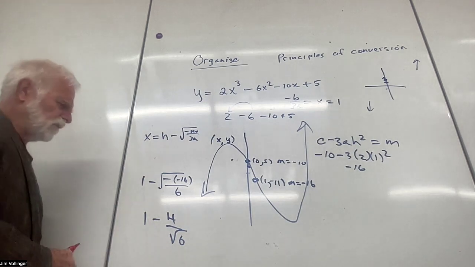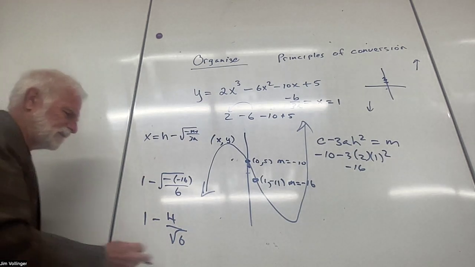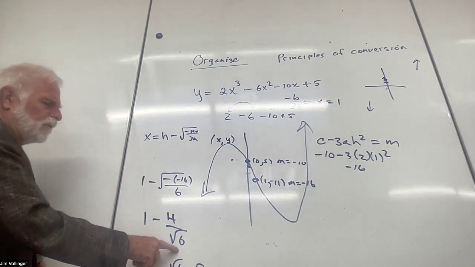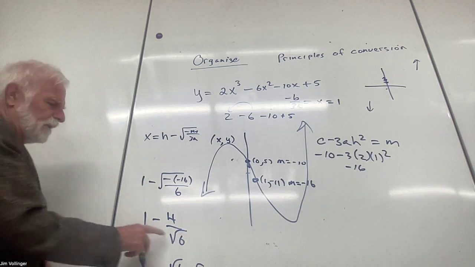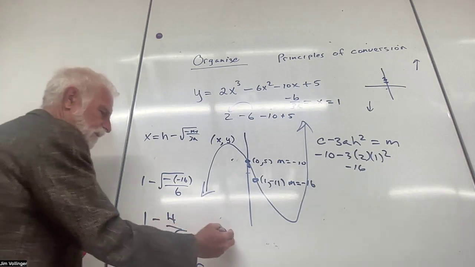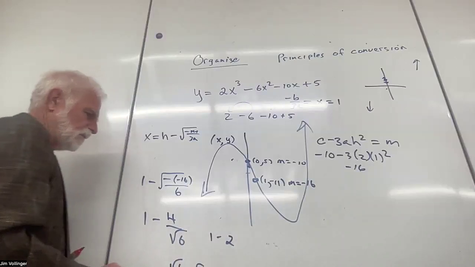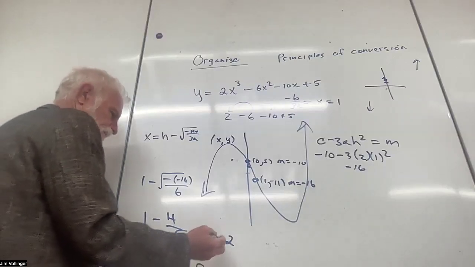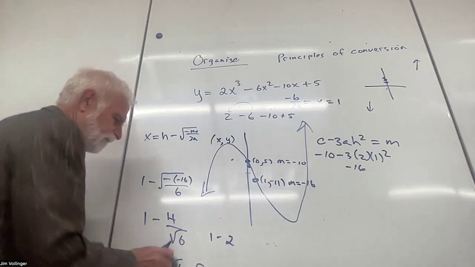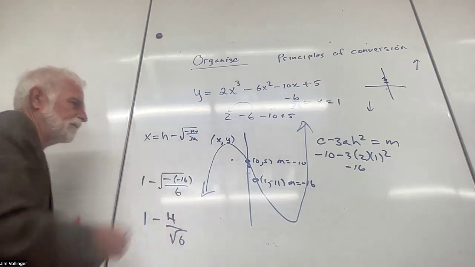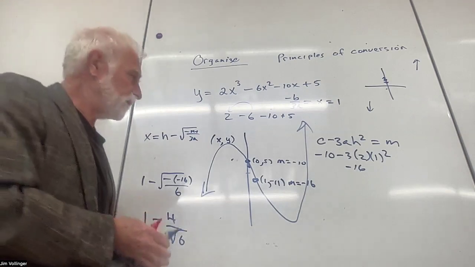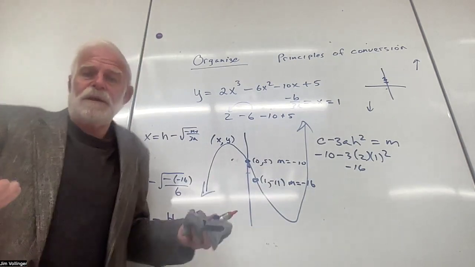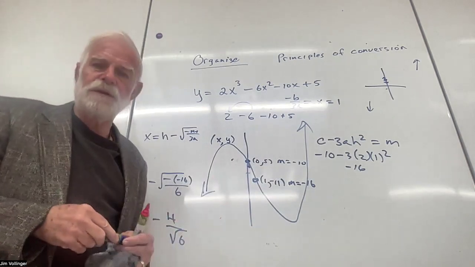And what is 4 over root 6? I don't know. Root 6 is between root 4 and root 9, right? So it's between 2 and 3 units. So if it's 2 units, then it's 1 minus 2. And if it's 3 units, it's 1 minus 4. Whatever, you can get an approximation. It's too early in the morning here for me to do that. But it will allow us to see that cubic without a calculator very quickly and very easily.